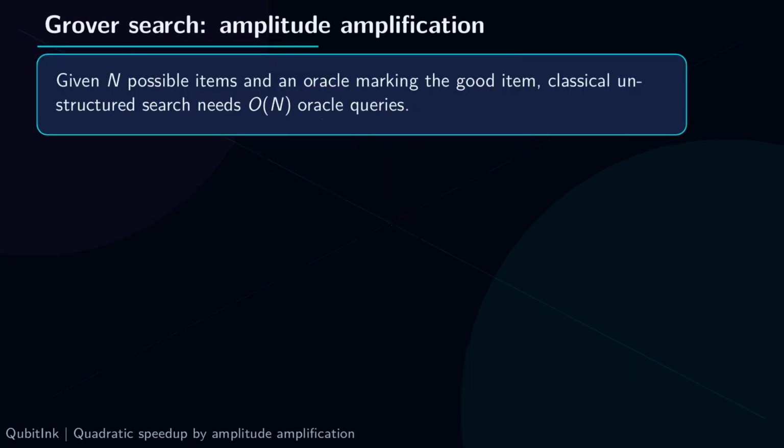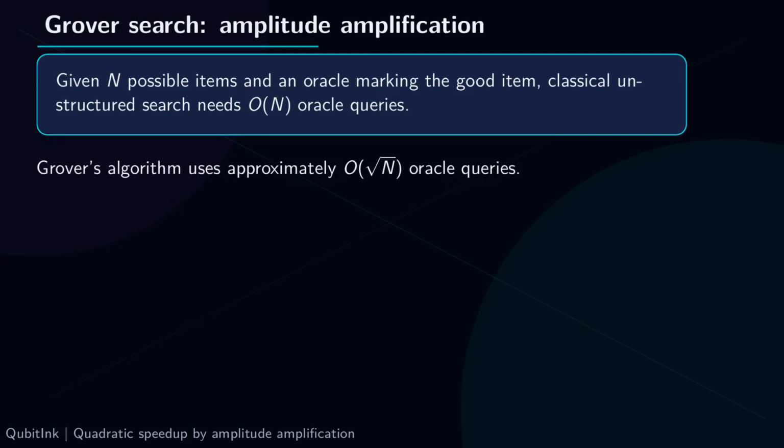Grover's algorithm addresses unstructured search. Suppose there are n possible items, and an oracle marks the good item. A classical search needs order n oracle queries in the worst case. Grover's algorithm needs approximately order square root of n queries.